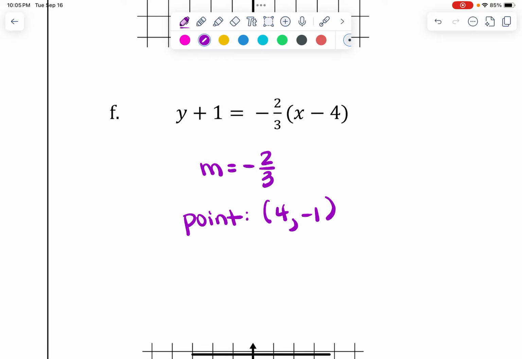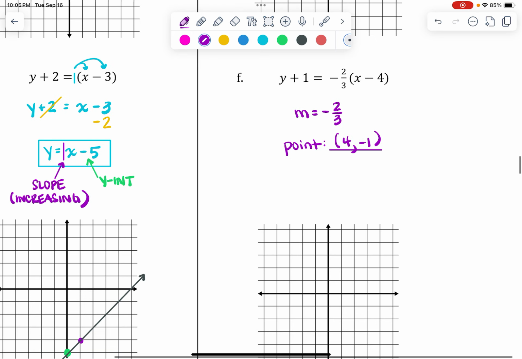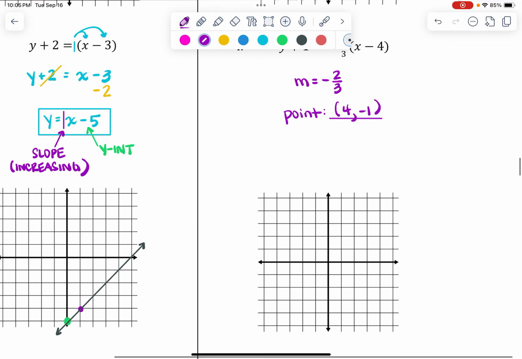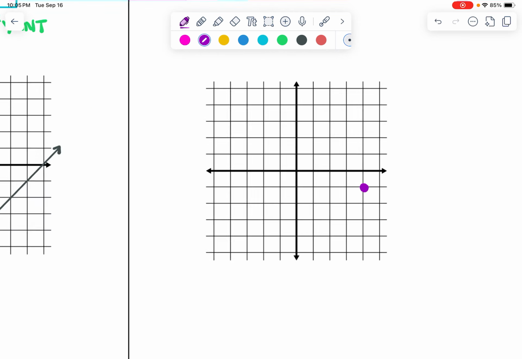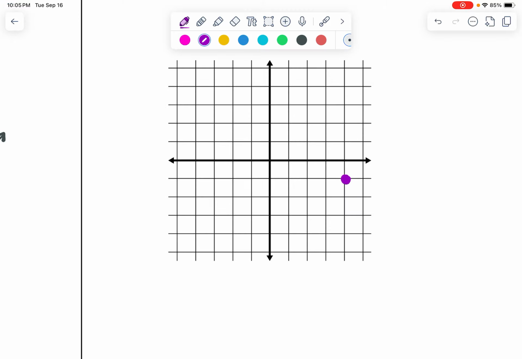It's going to bug me that that's crooked, so let me fix that. And then I can just plot those two pieces of information. Oh, it goes through 4, negative 1. That's this point right here, right? And it has a slope of negative 2/3. That means it goes down 2 over 3.